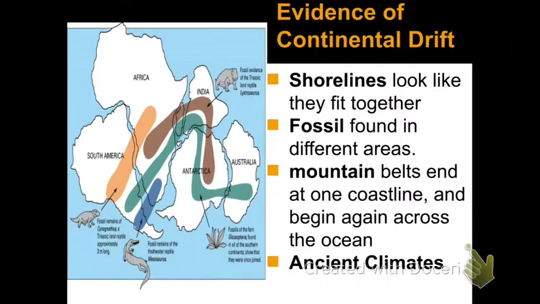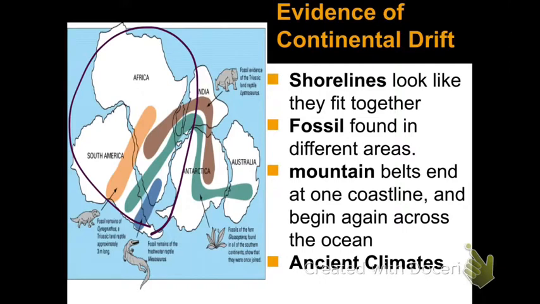So there's 4 main forms of evidence. One of them is the shorelines. The shorelines look like they fit together. Within your card sort, the place where it was most obvious to see that was with South America and Africa. It was pretty easy to see that they looked like they went together, kind of cookie cutter.